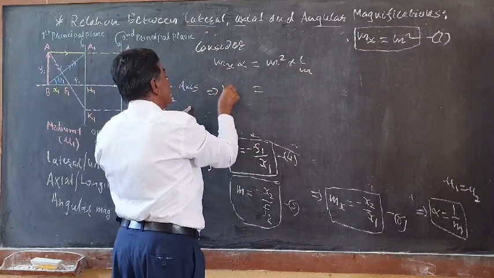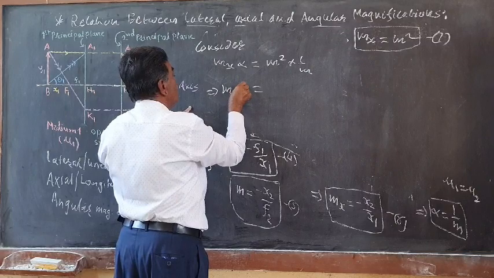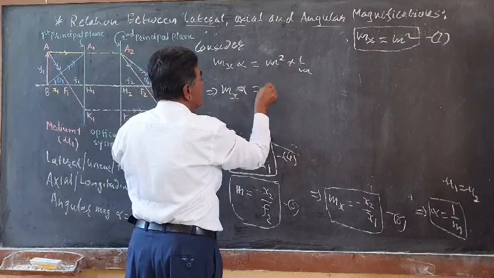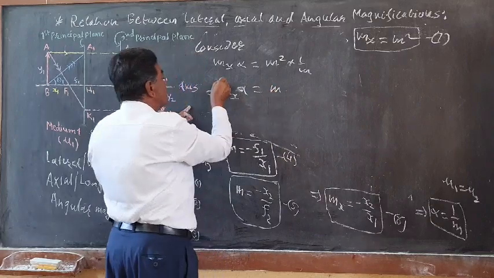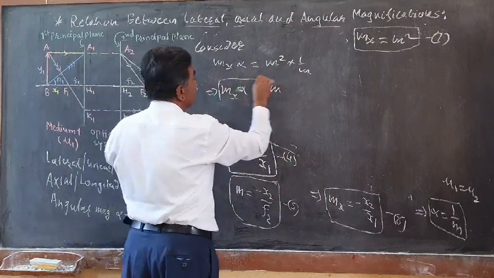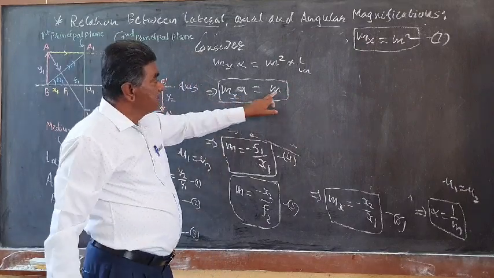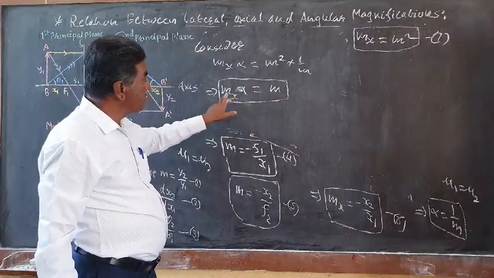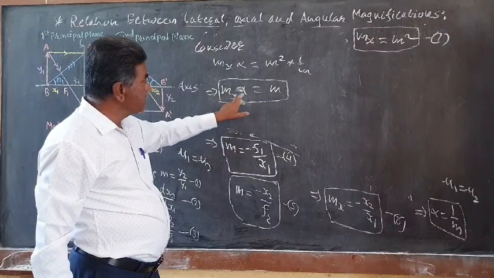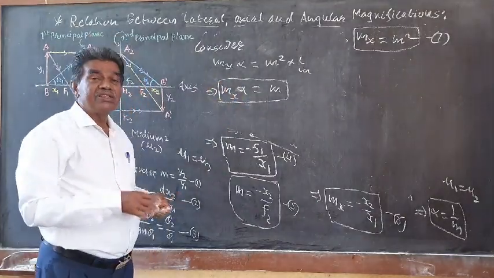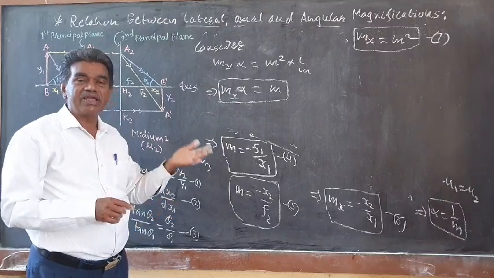So mx into alpha will be equal to m, as one m cancels. So this gives the relationship between the three magnifications. From this it is seen that the lateral magnification is always the product of the axial magnification and the angular magnification. So we have seen the different definitions of the three magnifications.